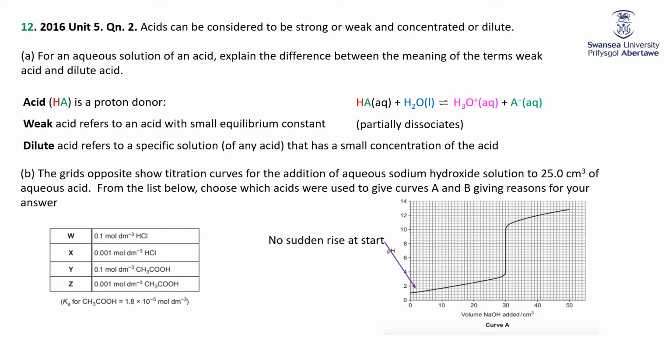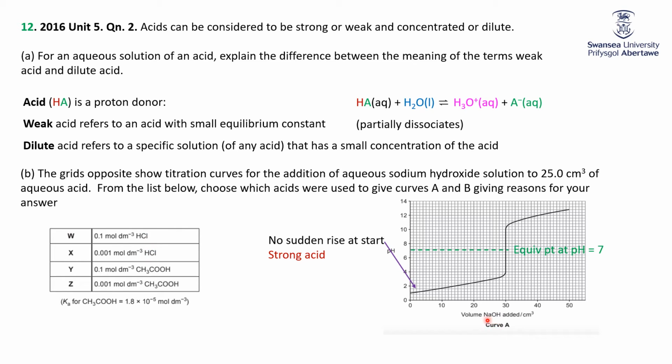Various things to look for. First one is at the start of the reaction, there's no sudden rise. That would indicate that we have a strong acid. Okay. And then when we look at the equivalence point, this is halfway up that big surge, what we see is that the pH at that equivalence point is 7. Okay. Now, when you titrate a strong acid with a strong base, the equivalence point is pH of 7 because there's nothing interesting left in the solution. If it was our strong acid HCl, then you'd have Cl minus left, and Cl minus is a spectator ion.